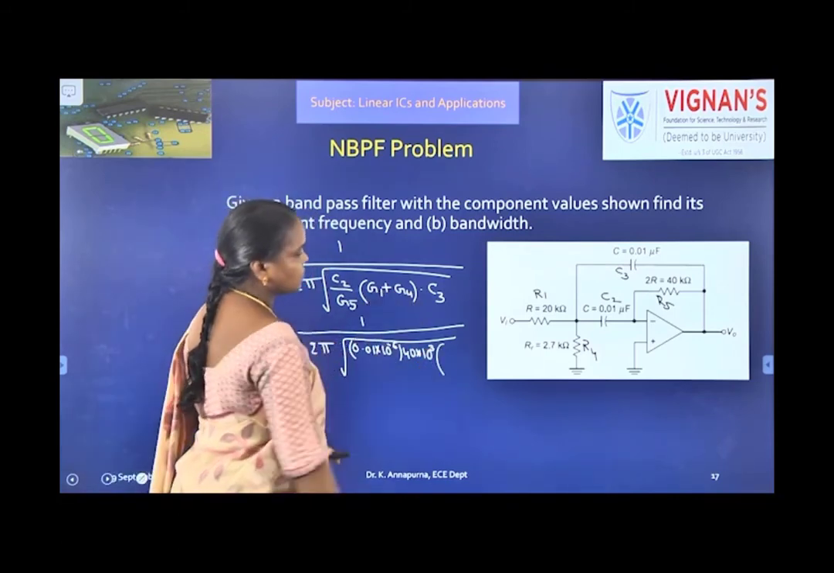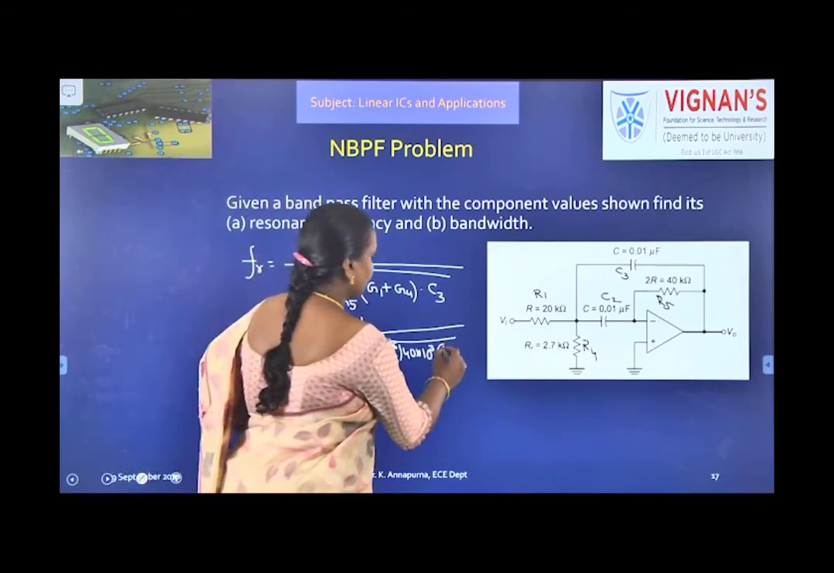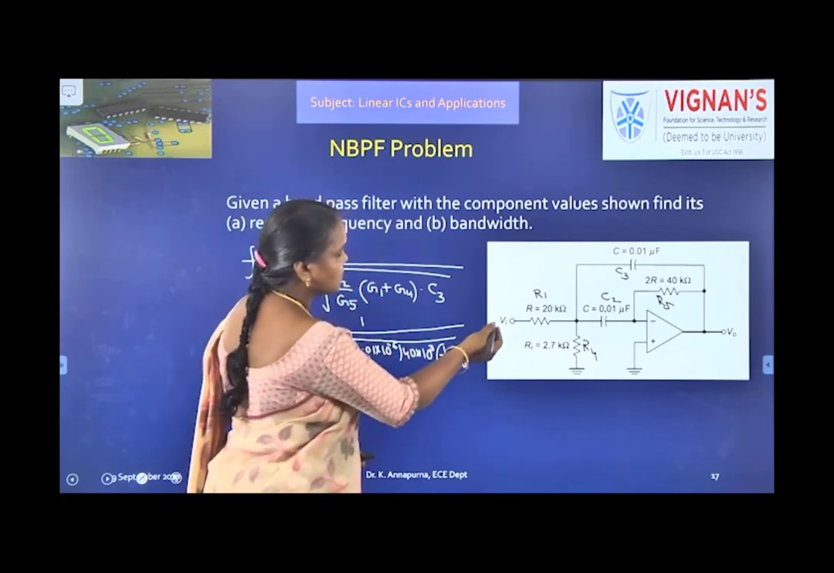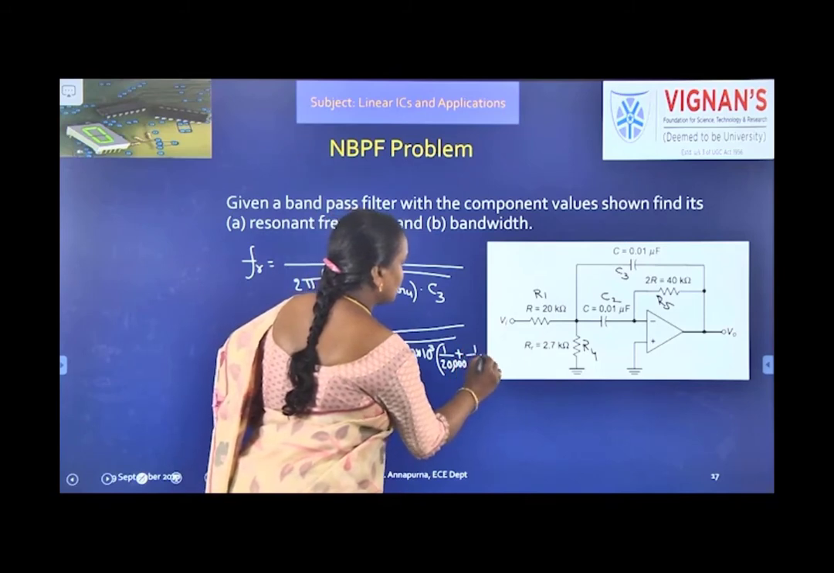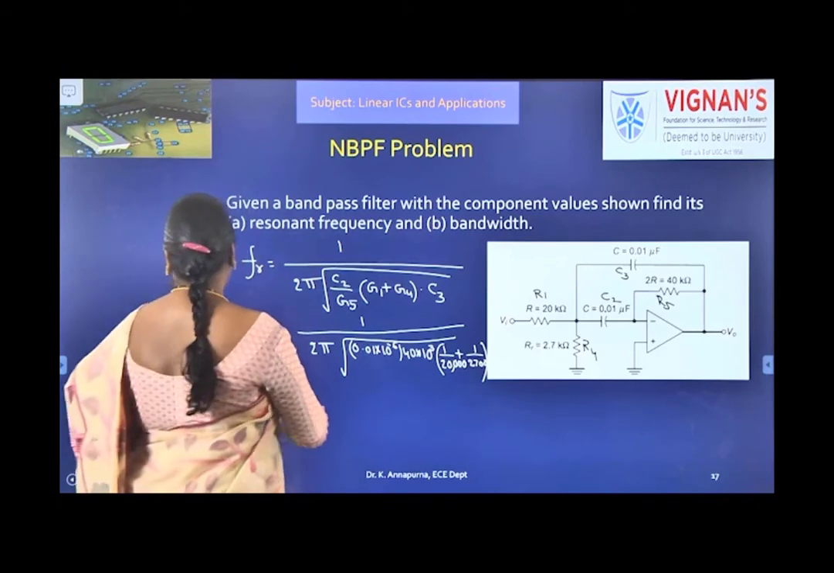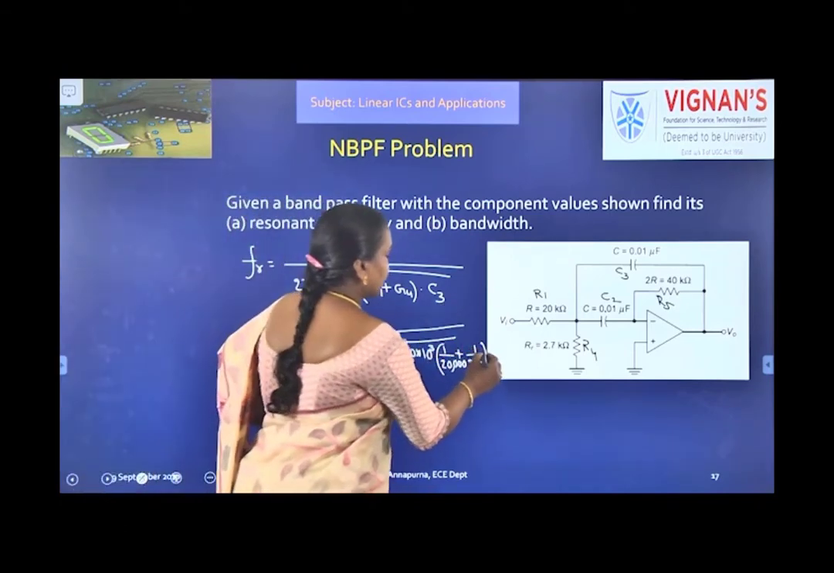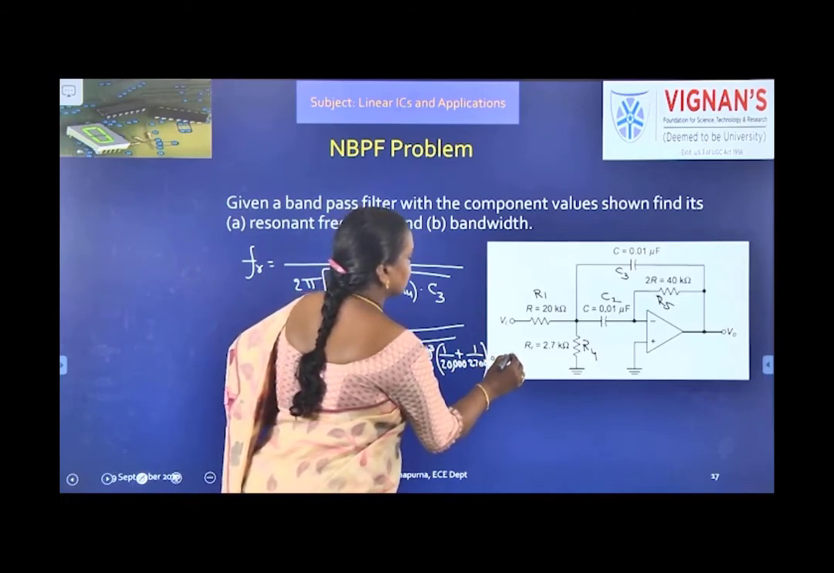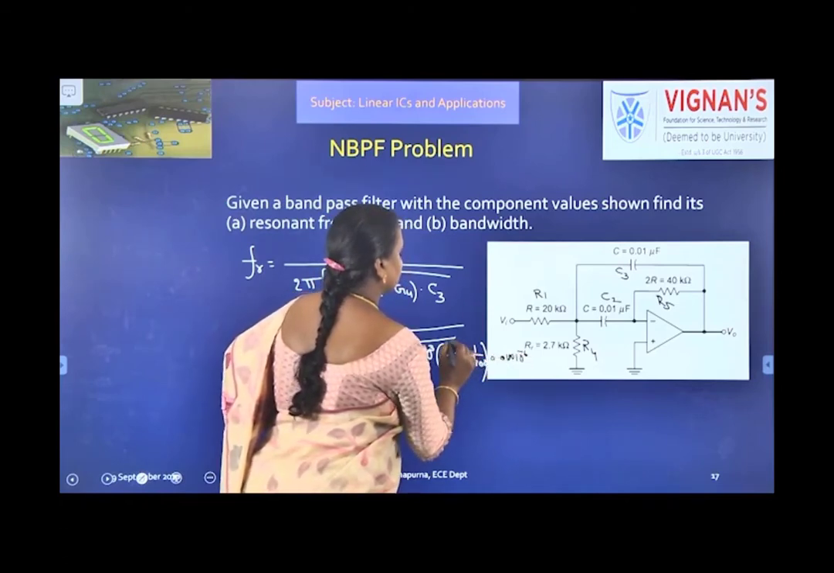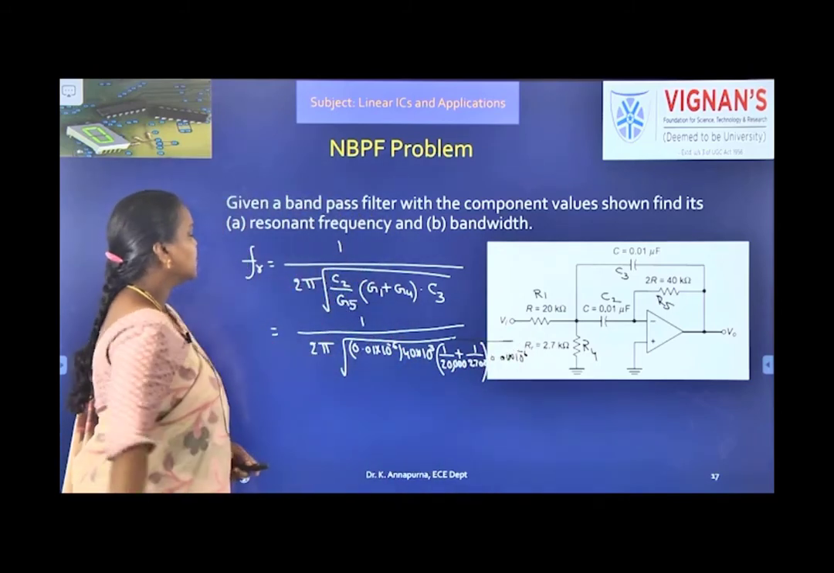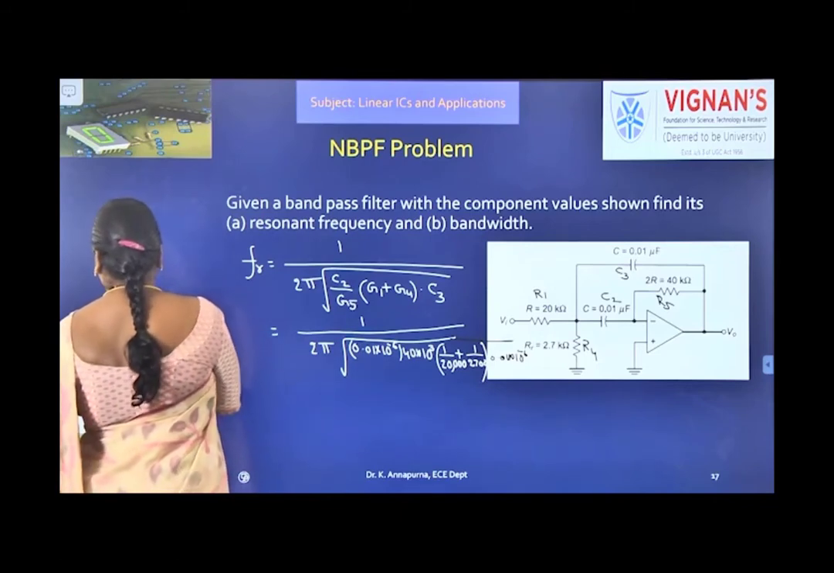And G1 plus G4. So G1 is 1 by 20K plus G4 is 1 by 2700 into C3. What is C3? 0.01 micro. So if you solve this, you will get the resonant frequency.